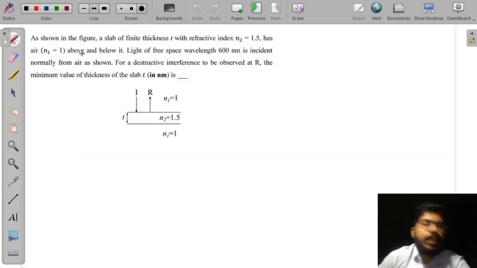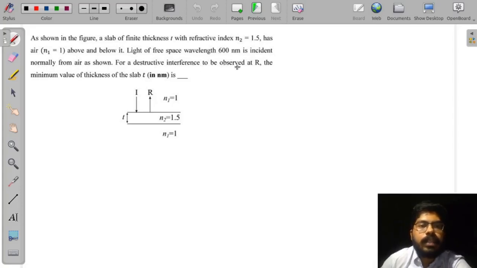So okay, the next question is also very simple. What has been asked here: as shown in the figure, a slab of finite thickness T with refractive index n2 equal to 1.5 has air, okay, air, above and below it. Light of free space wavelength 600 nanometer, okay, they have given the wavelength of light in free space, not in the medium, remember this, is incident normally from air as shown.